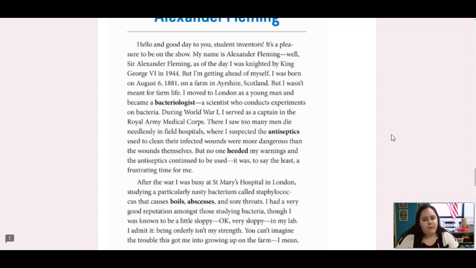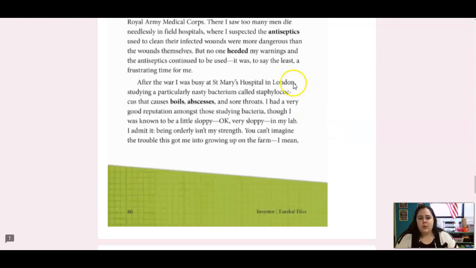But I wasn't meant for farm life. I moved to London as a young man and became a bacteriologist, a scientist who conducted experiments on bacteria. During World War I, I served as a captain in the Royal Army Medical Corps. There, I saw too many men die needlessly in field hospitals where I suspected the antiseptics used to clean their infected wounds were more dangerous than the wounds themselves. But no one heeded my warnings, and the antiseptics continued to be used. It was, to say the least, a frustrating time for me.